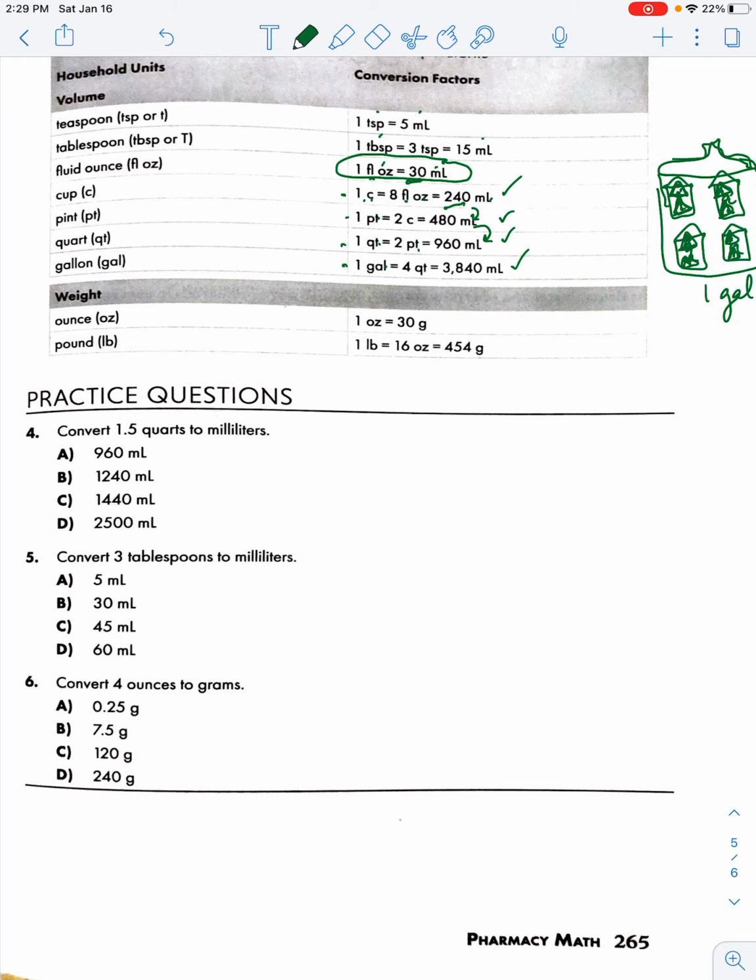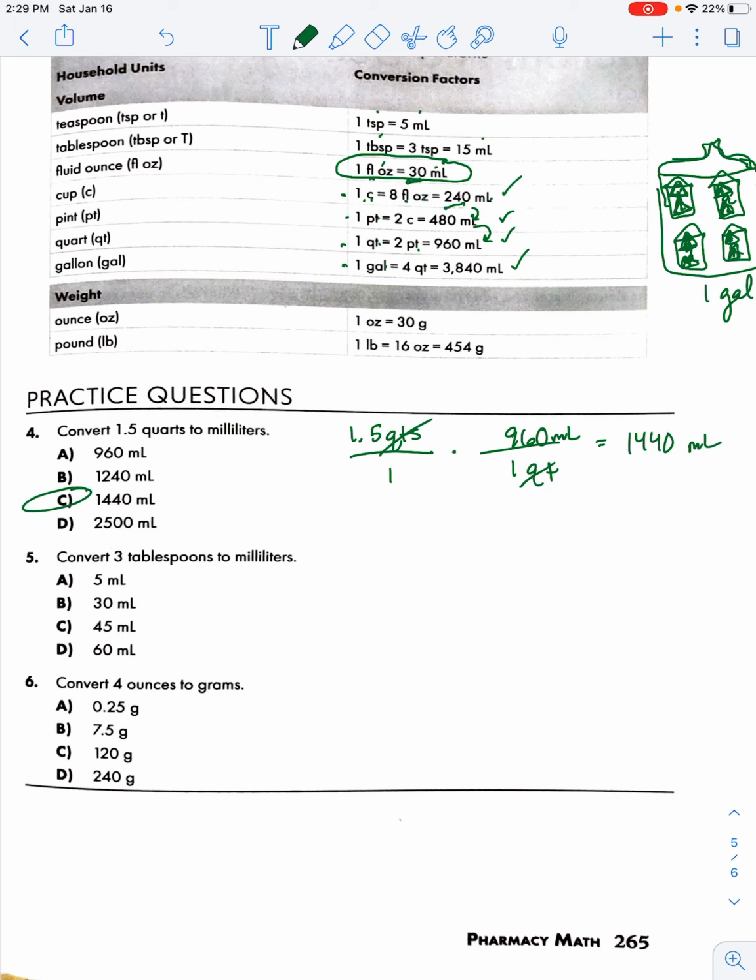Convert 1.5 quarts to milliliters. 1.5 quarts to milliliters. What's our conversion factor? 1 quart is 960 milliliters. We multiply 1.5 times 960. You get 1,440. Quarts cancels, leaving milliliters.